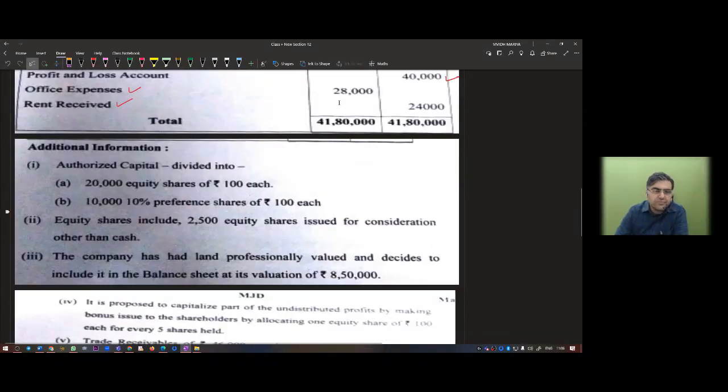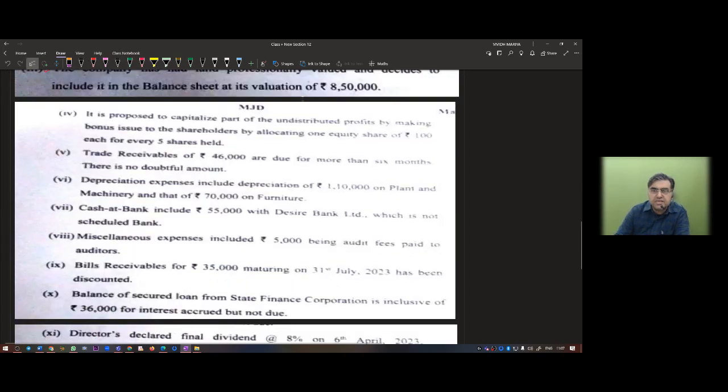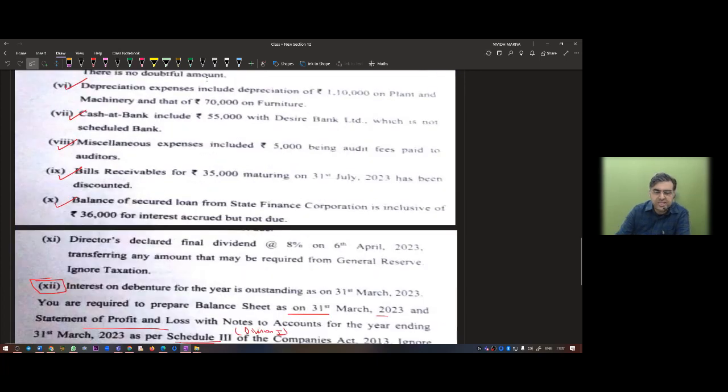The 12 points are, the first point is regarding capital. The second point is also regarding capital. The third point is regarding land. The fourth point is regarding bonus shares. The fifth point is regarding trade receivables. The next is depreciation. Next is bank balance. Next is miscellaneous expenses. Next is contingent liability. And next is interest accrued but not due. And next is declared dividend. And the last is interest on debentures for the year is outstanding. If you do it carefully, you need to match the answer in the first go.